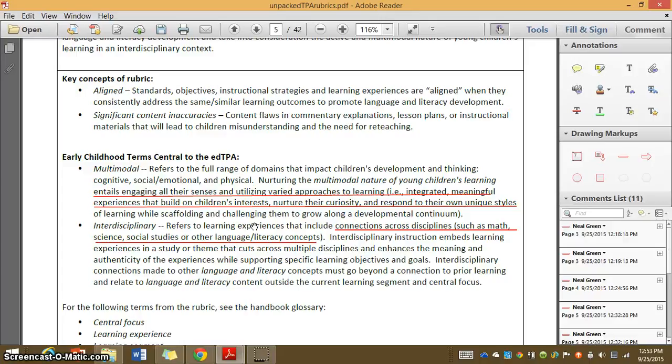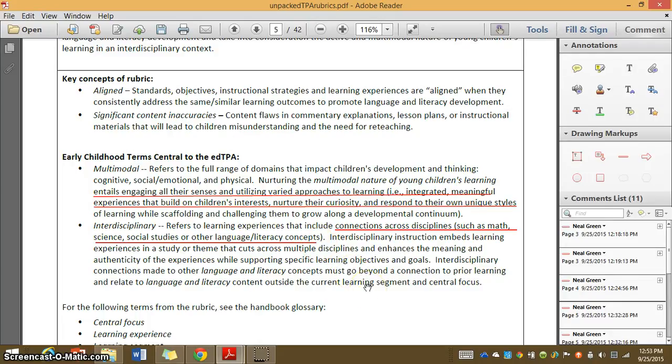You're going to want to take them where they are, and your lessons are meant to make them grow by the end. And then interdisciplinary. If you see that word, you are going to see that word. You do see that word. It refers to learning experiences that include connections across disciplines such as math, science, social studies, or language and literacy concepts.